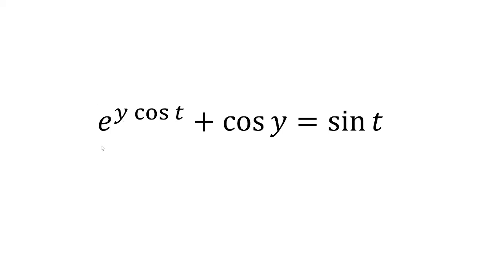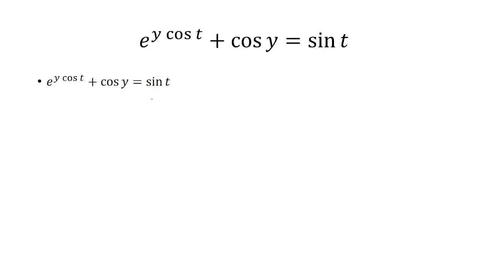In this video, we want to take the derivative with respect to t of e to the y times cosine of t plus cosine of y equals sine of t. So let's first take the derivative of e to the y cosine of t. For that, we need to use the chain rule.